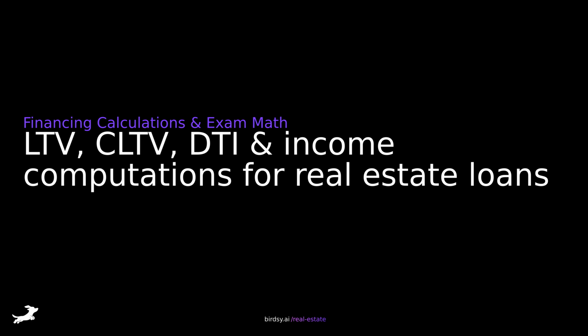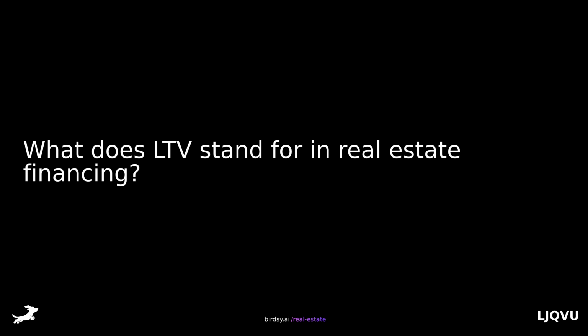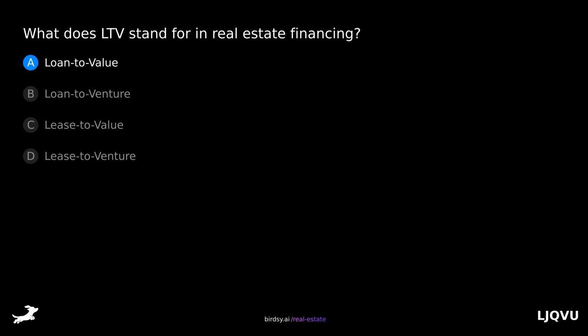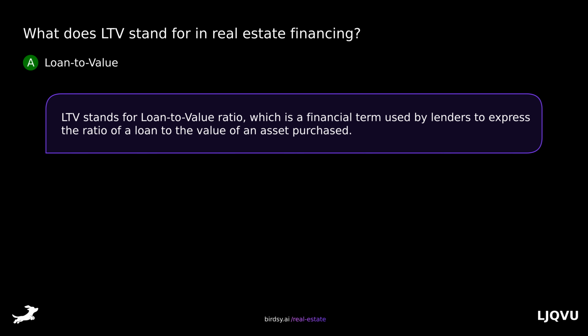LTV, CLTV, DTI, and income computations for real estate loans. What does LTV stand for in real estate financing? Is it A, loan to value, B, loan to venture, C, lease to value, or D, lease to venture? The correct answer is A, loan to value. LTV stands for loan to value ratio, which is a financial term used by lenders to express the ratio of a loan to the value of an asset purchased.